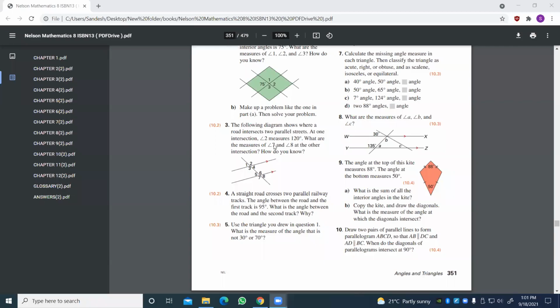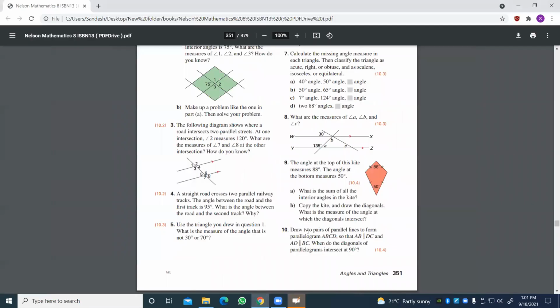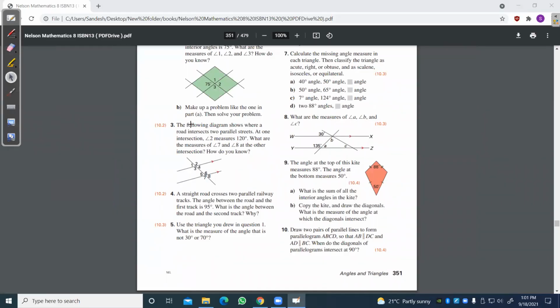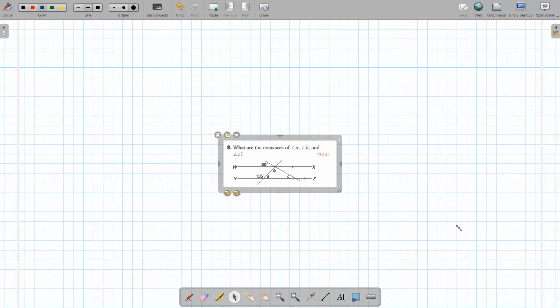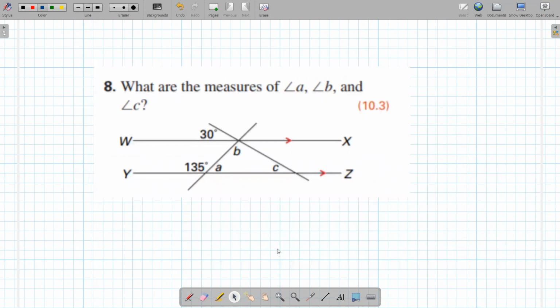Angles, right? How much of that do you remember? I guess we're about to find out. Let's do a quick review question. All right, this guy right here. It says find angle A, B, and C. So where would we start?